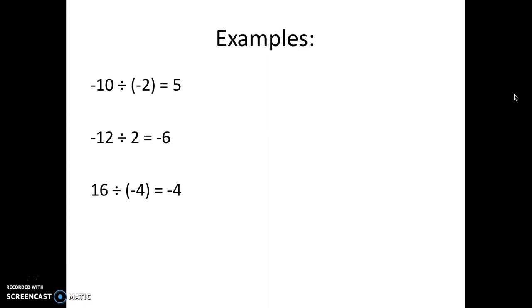16 divided by negative 4 is equal to negative 4. The signs are different. 16 divided by 4 is 4, and since they're different, it's going to be negative. And last, 100 divided by 10 equals 10. The signs are the same, so that means it's automatically going to be positive.